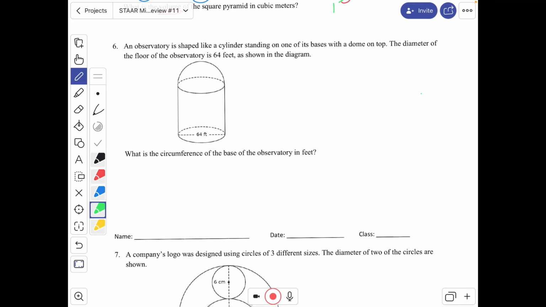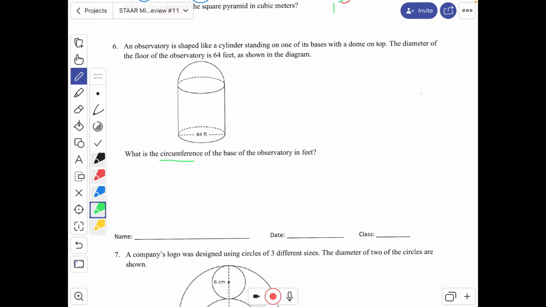Number 6, an observatory is shaped like a cylinder standing on one of its bases with a dome on top. The diameter of the floor of the observatory is 64 feet as shown in the diagram. What is the circumference of the base of the observatory in feet?